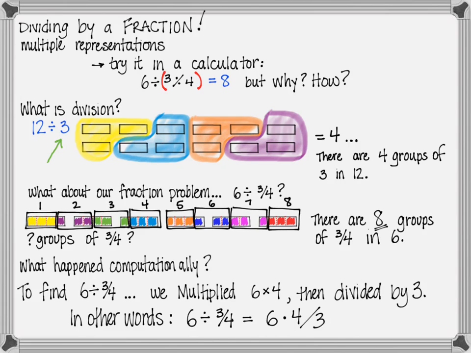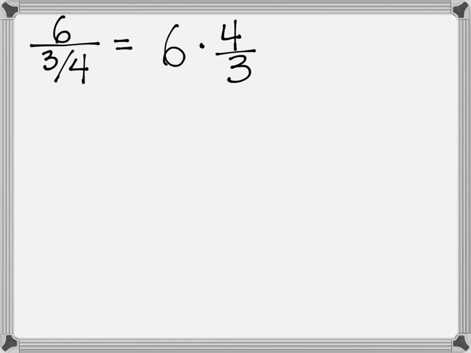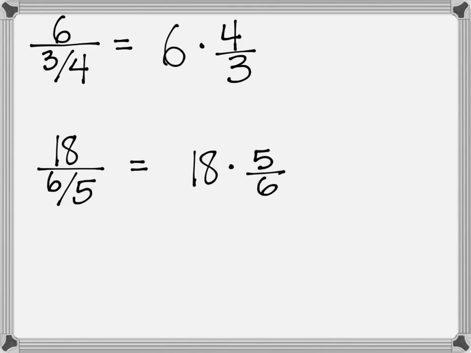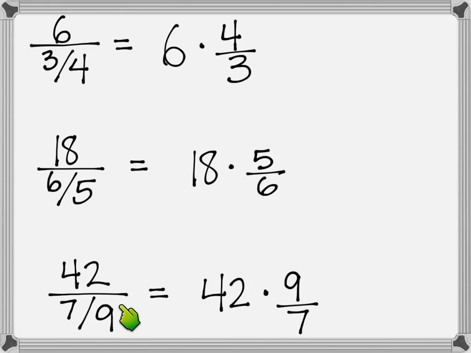And what you might remember now is that what that is saying is that when you divide by a fraction, it's the same thing as multiplying by its reciprocal. So we took 3/4 and we flipped it. And so here it is written out as a compound fraction, where we've got a number being divided by a fraction this way. So 6 divided by 3/4 is the same as 6 times 4/3. We could write another one, 18 divided by 6/5 is the same thing as 18 times 5/6. So we flipped it. And another one, 42 divided by 7/9 is the same thing as 42 times 9/7.